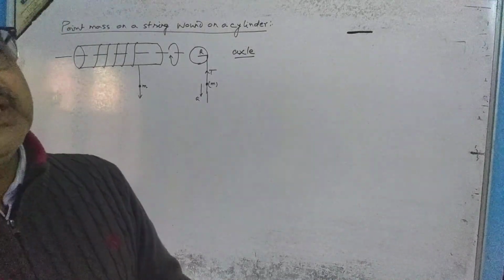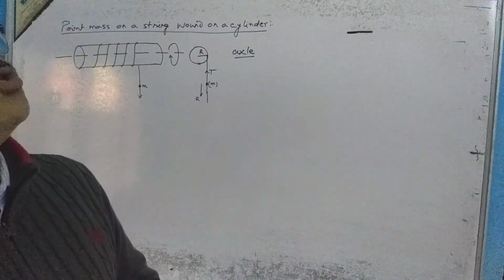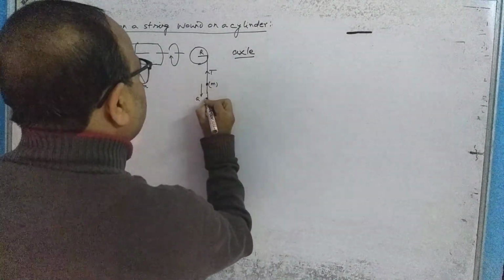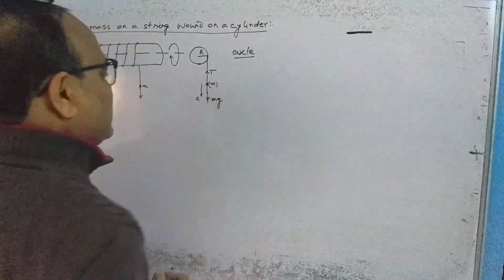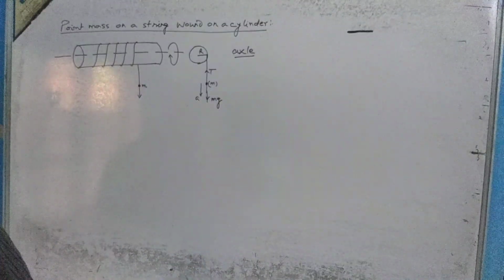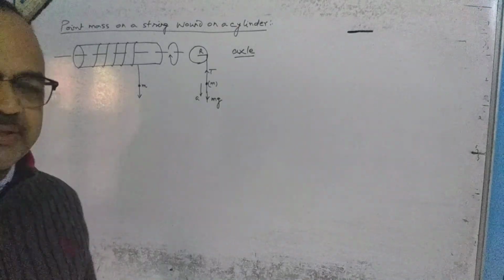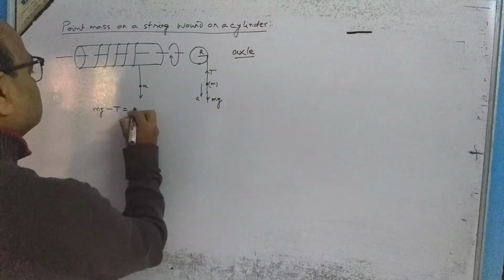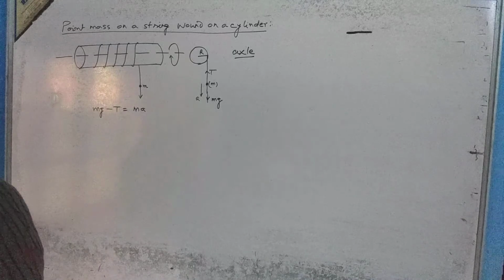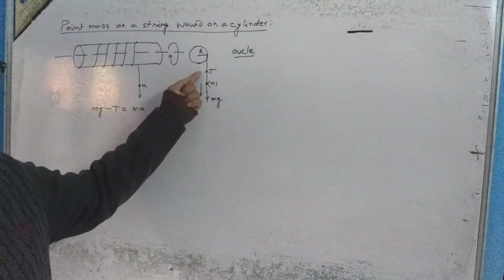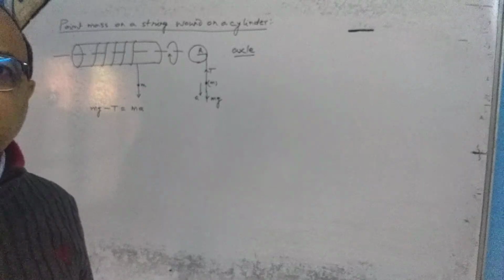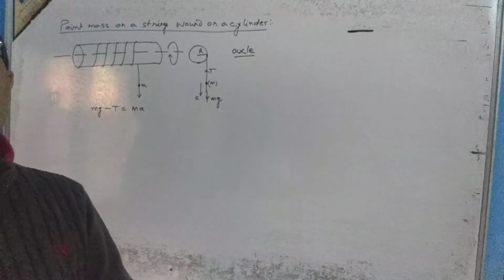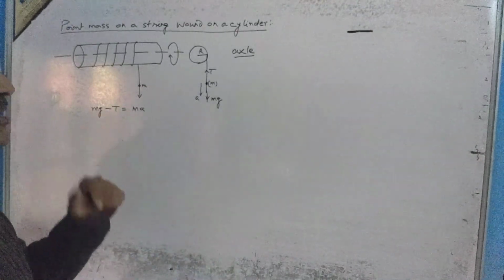Then if I ask you what should be the equation of motion, you can very easily say that its weight mg must act in the downward direction. So mg minus T is equal to ma, where T is the tension. This is according to Newton's second law. Net force acting in the downward direction is this.